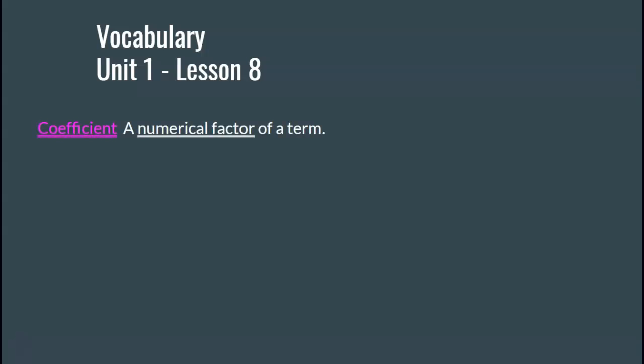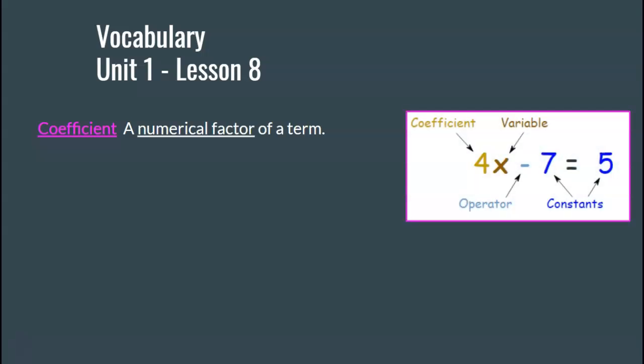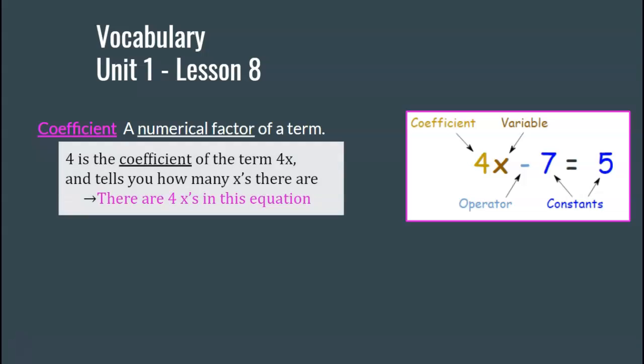Another vocabulary word for this lesson is coefficient. Coefficients are the numerical part of a term. So in the same example, we have a term 4x, x is the variable, and 4 is the coefficient. The coefficient tells us how many x's we have. So in this example, we have 4 x's and we write it as 4x.